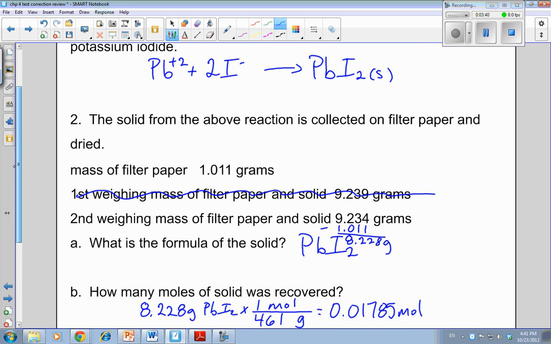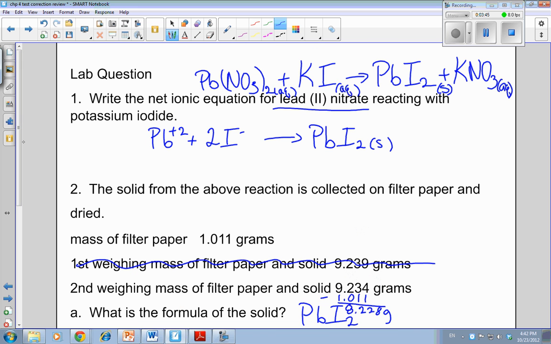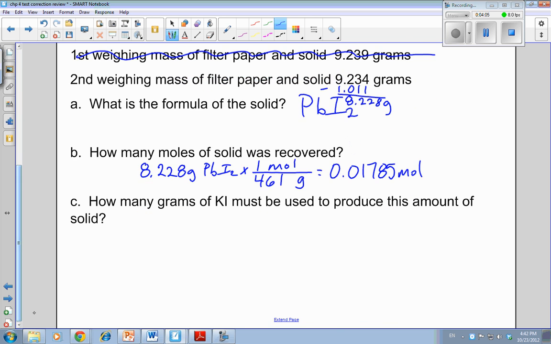So that's my moles. And so then C is just asking us to do basically a simple stoichiometry problem. I know my moles of PbI2, and if we go back up to the original equation and balance it, I said I have 2 I's, I need 2 KI's, and I get 2 KNO3s in the molecular equation, the full equation. So I know that for every 1 Pb, I have 2 KI's. So all I'm going to do is take my 0.01785 moles of PbI2, and convert that to KI.